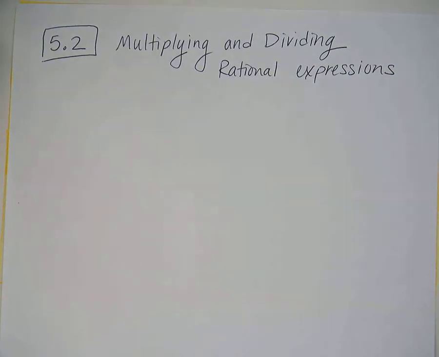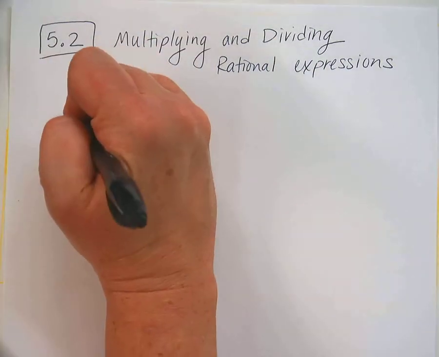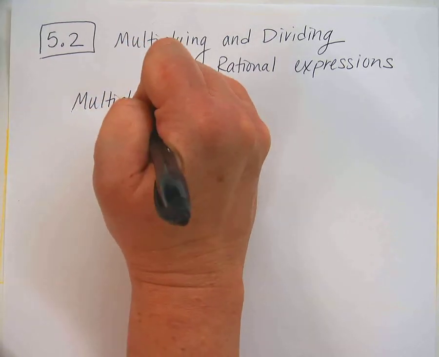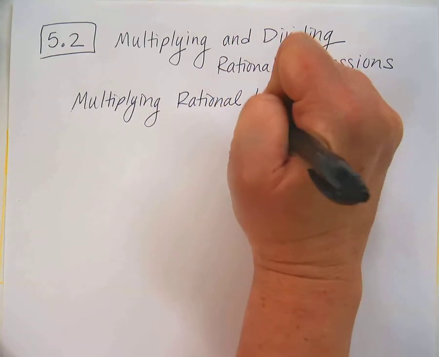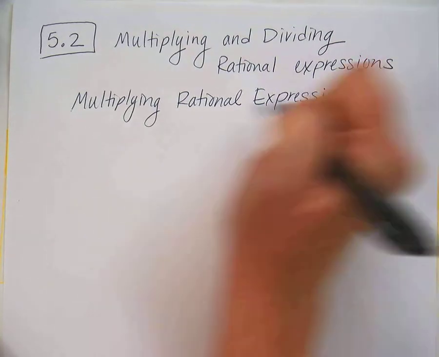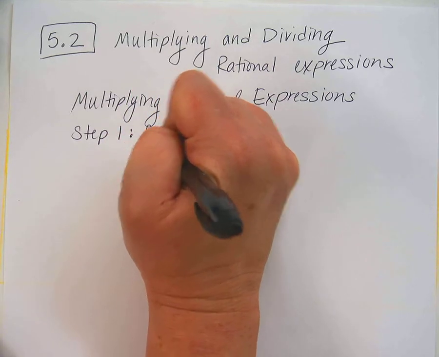Alright, today we are learning how to multiply and divide rational expressions. And in order to multiply rational expressions, we first actually factor. So that's what we were doing on Monday. Multiplying rational expressions, step 1 is that you always factor everything first.